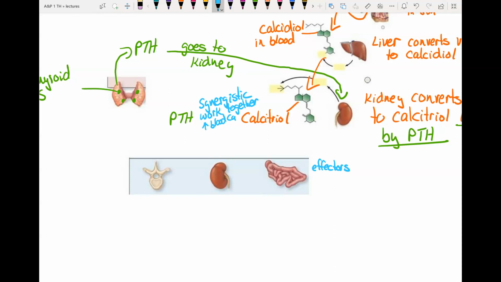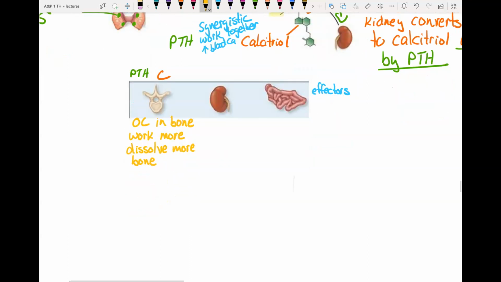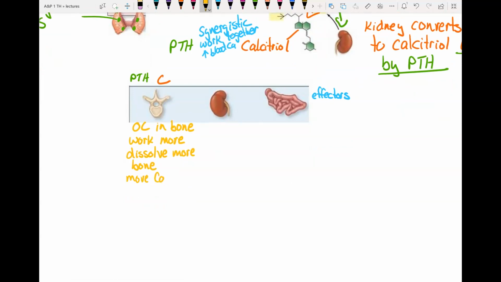So here we have 3 effectors. The first one here represents osteoclast. So there's a picture of a bone, and this represents the osteoclast in your bone. So both PTH and calcitriol are going to work together to stimulate the osteoclast in your bone. You're going to make the osteoclast in your bone work more so that they will dissolve more bone, and they will put that calcium into your blood. So they will move calcium from the bone to the blood. And the effect of that is to increase your blood calcium.